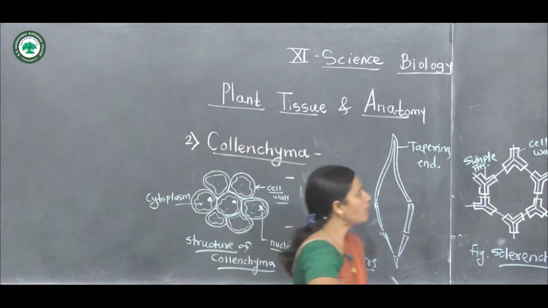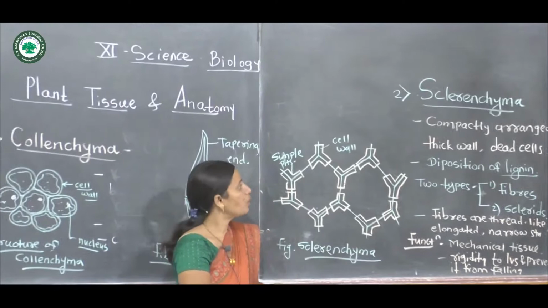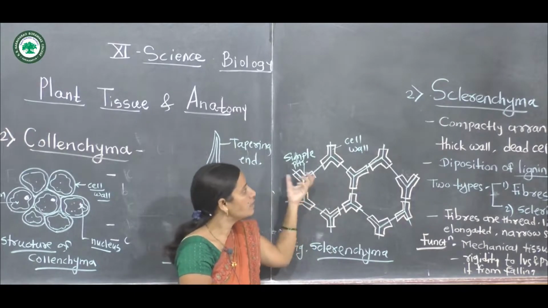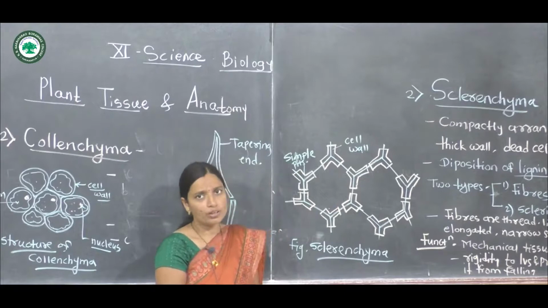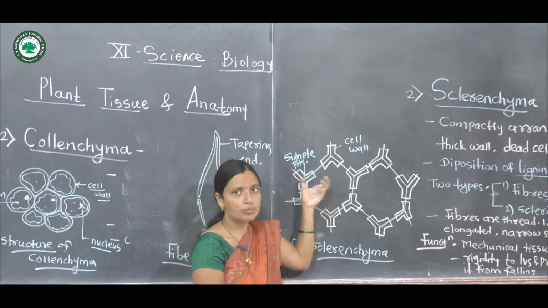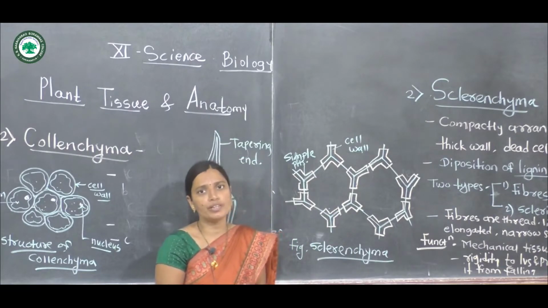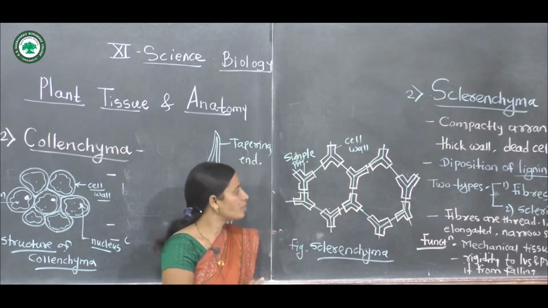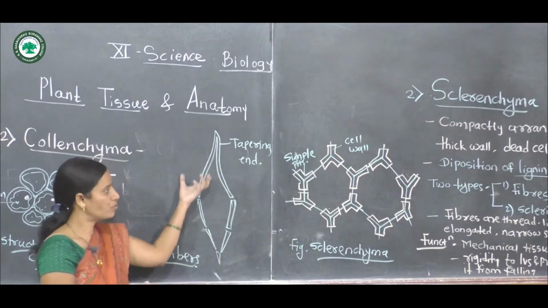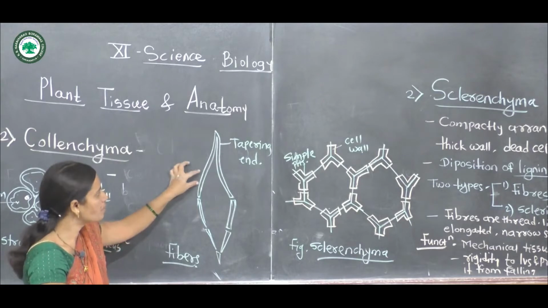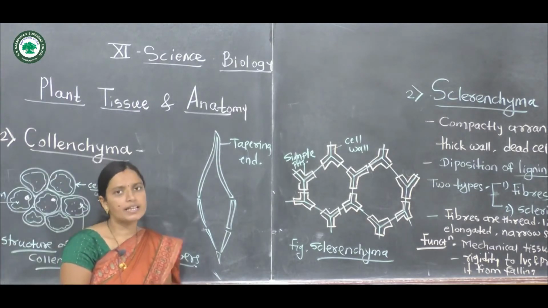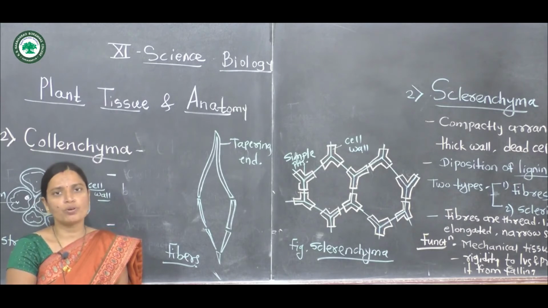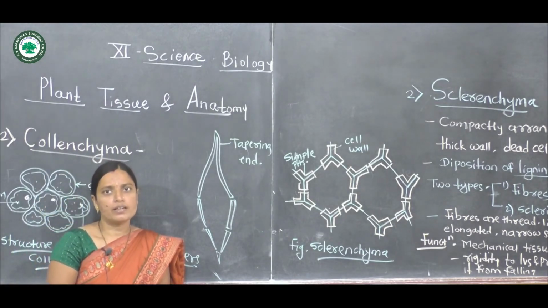Next, Sclerenchyma is called the hard tissue or dead tissue. After maturity it becomes dead cells, and these cells are compactly arranged. The cell wall is deposited with lignin. The most important character of Sclerenchyma is the deposition of lignin in the cell wall, and it has two types of cells, fibers and sclereids. These fibers are elongated, narrow structures, and simple pits are also present. This Sclerenchyma, another simple permanent tissue, has the important function of giving rigidity to the plants. These are the two tissues.